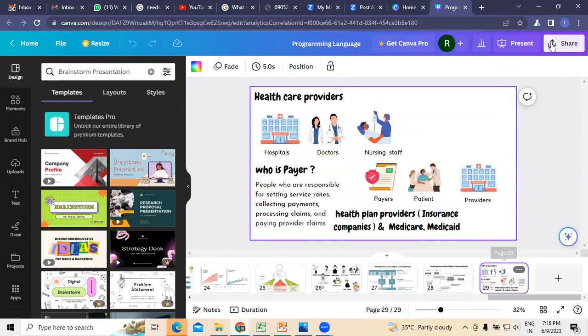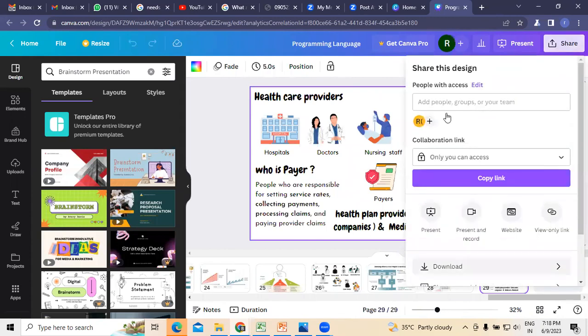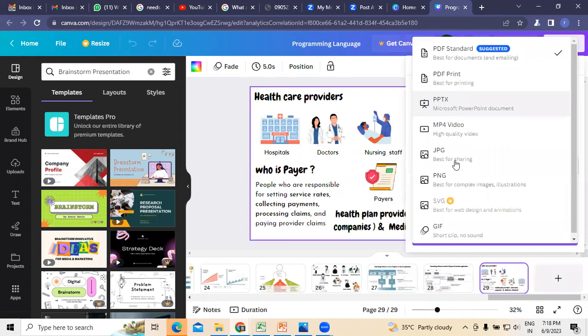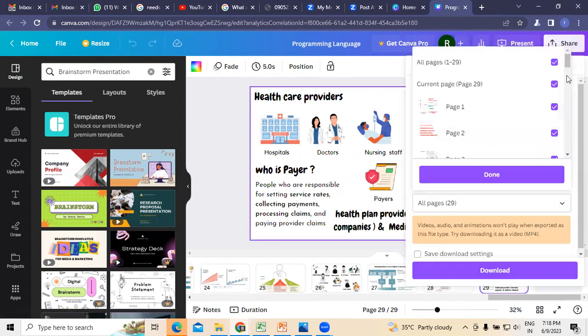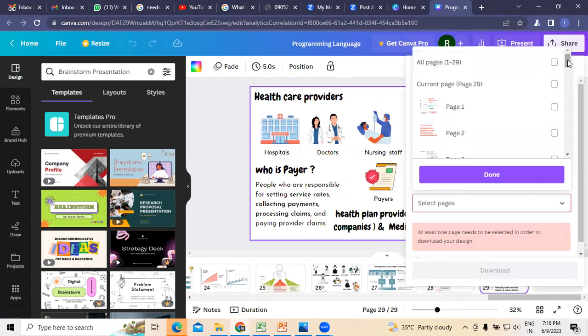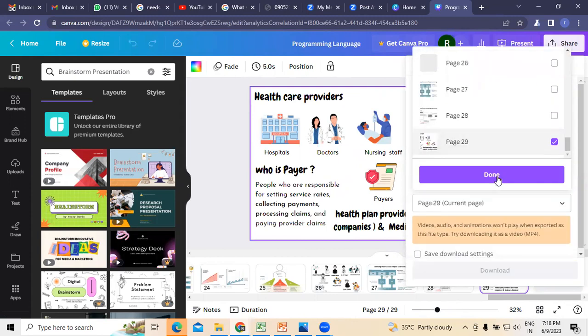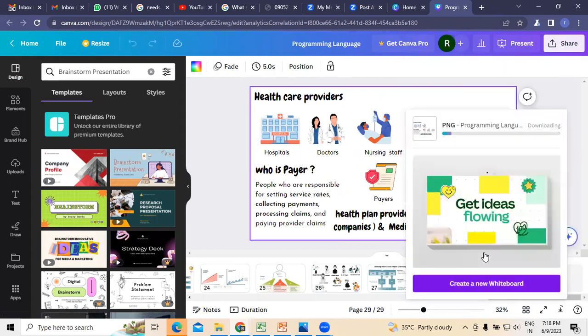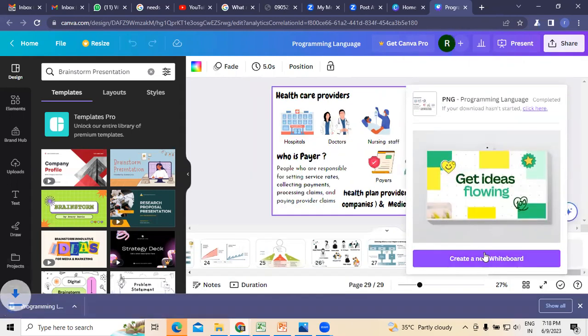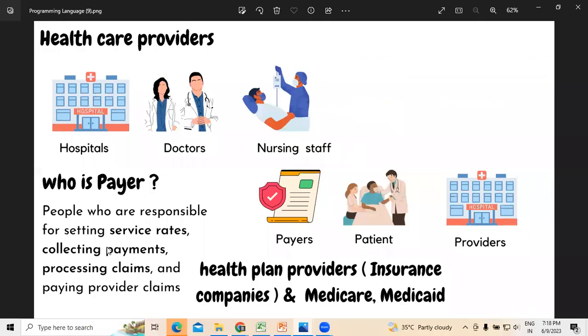Next is about the sponsor. Sponsor could be an insurance company. Sorry, it could be an organization where that individual is working. Understood? Clear? So this is the point.